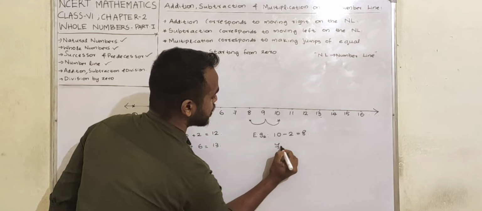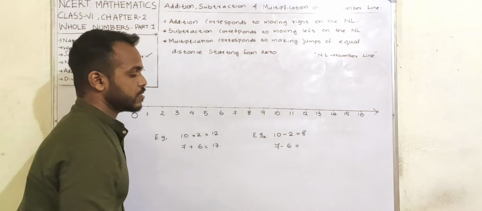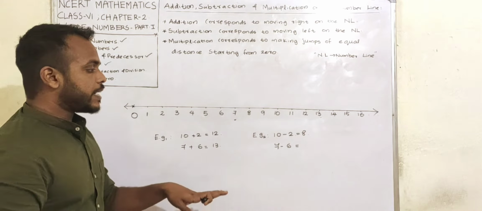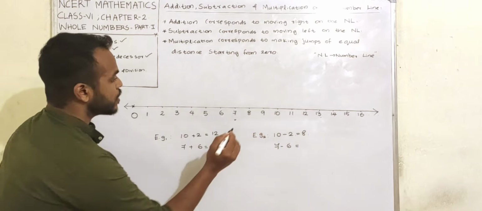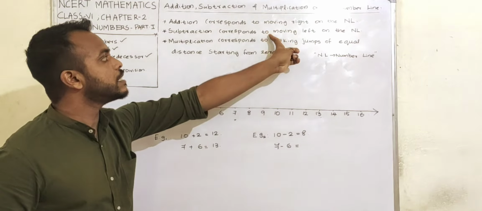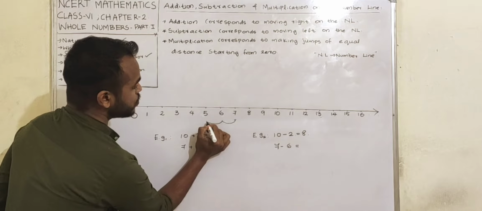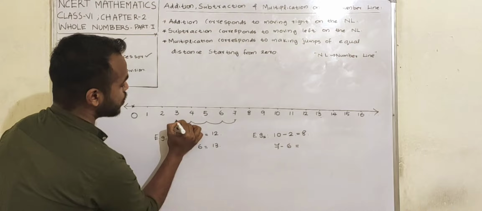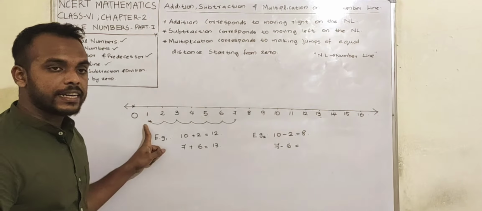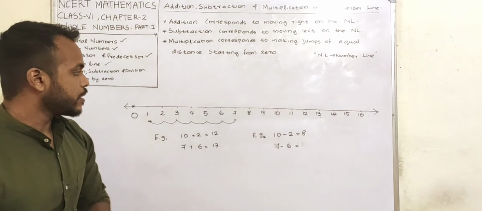Now the next question. 7 minus 6. Let's see how this is done. 7 minus 6. Where is our 7? Yes, here it is. We are going to subtract 6 from 7. So this is subtraction of 6, and I repeat, the rule is to move left on the number line. 1, 2, 3, 4, 5 and 6. So the answer is, who is that? 1. So 7 minus 6 is 1. Do you understand? Okay, good.